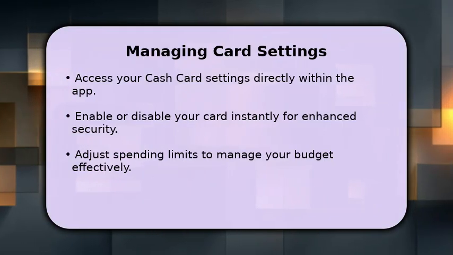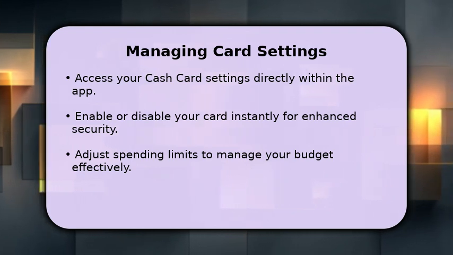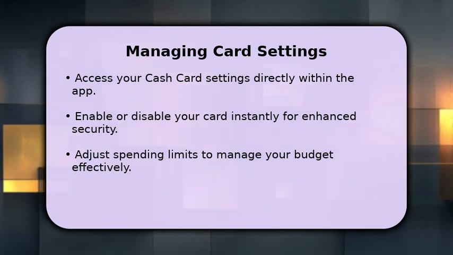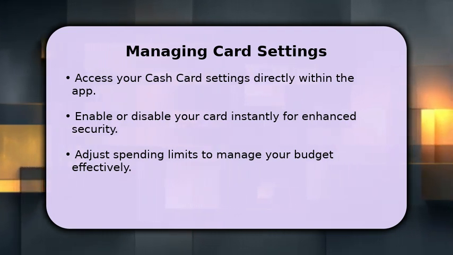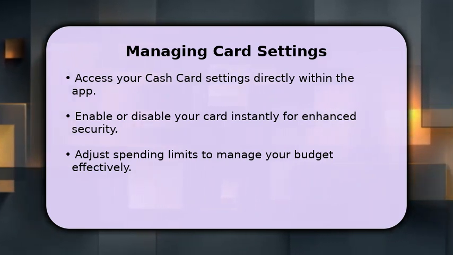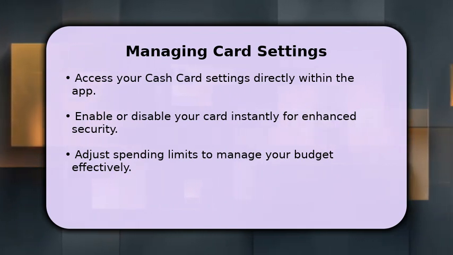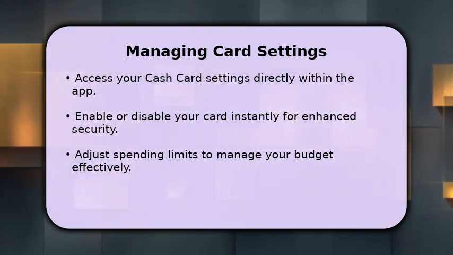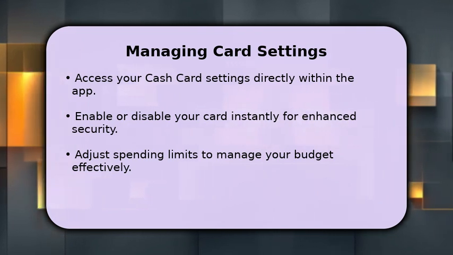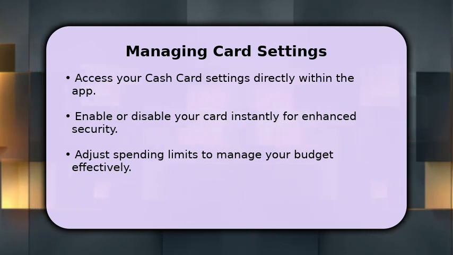Managing your Cash Card is incredibly easy and secure, all from within the app. You can access your card settings at any time. For instance, you have the power to instantly enable or disable your card with just one tap, providing excellent security if you misplace it. You can also adjust spending limits to help manage your budget effectively. Furthermore, you can view your complete transaction history and quickly report a lost or stolen card to protect your funds immediately. These features give you full control.